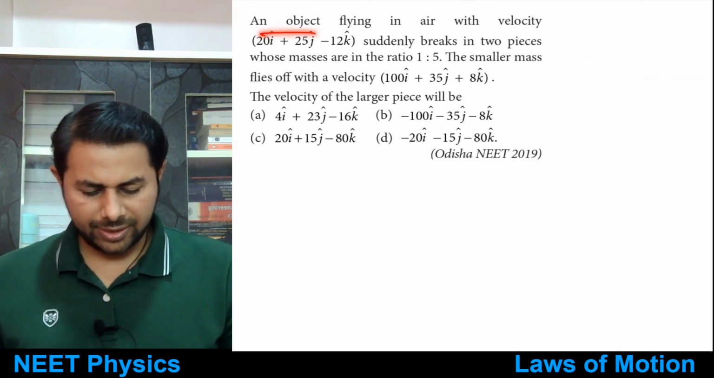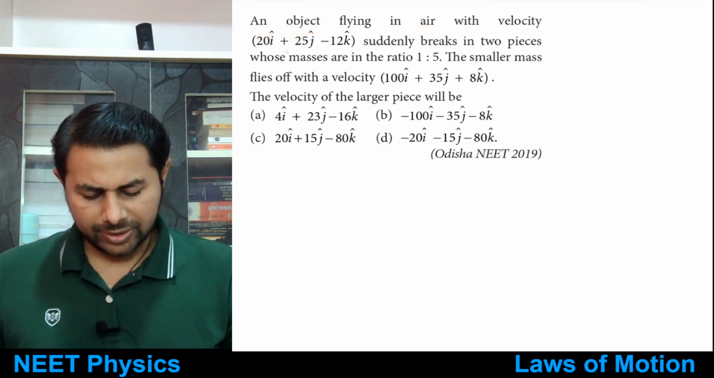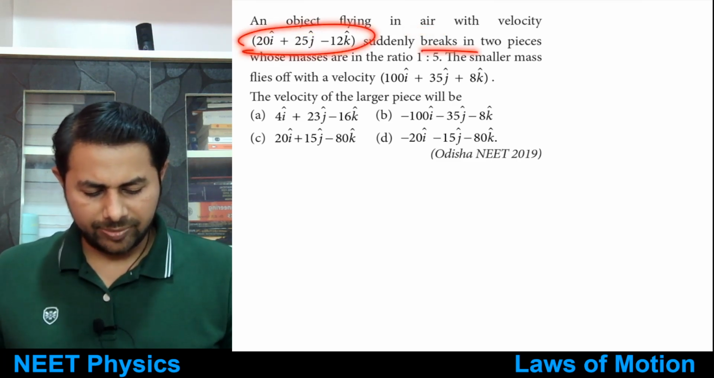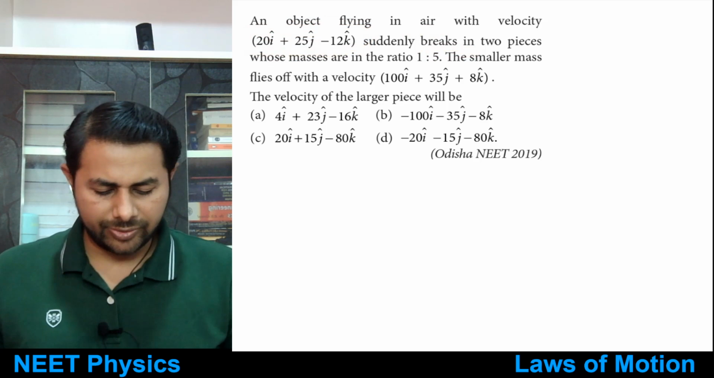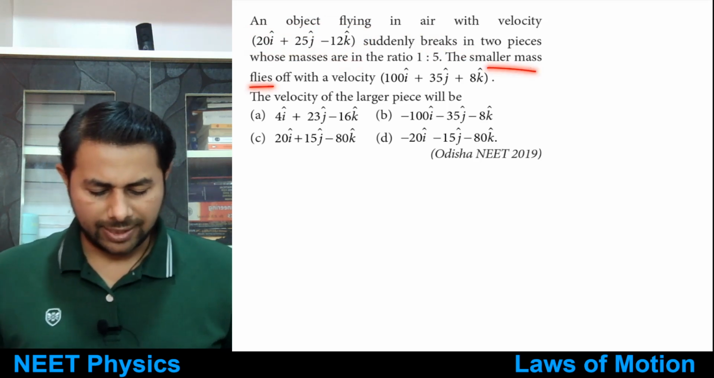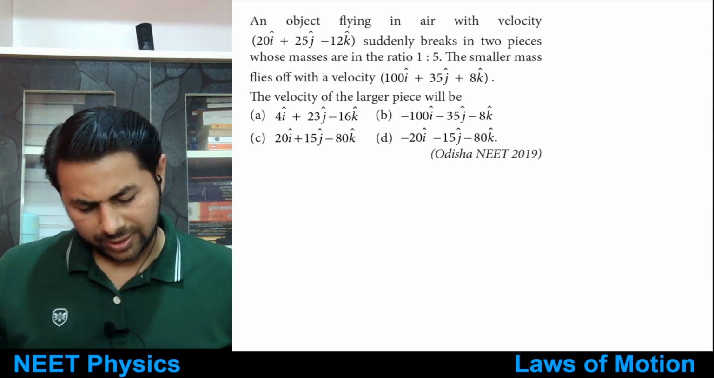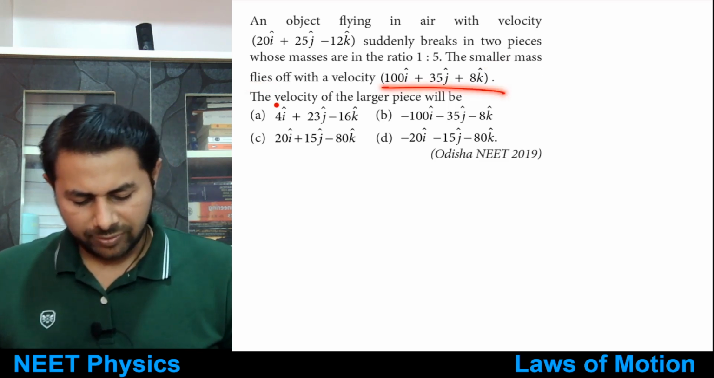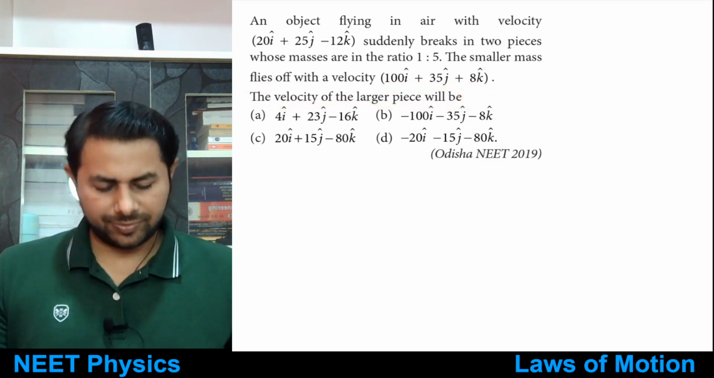An object flying in air with velocity this much suddenly breaks into 2 pieces whose masses are in ratio 1:5. The smaller mass flies off with a velocity of this one. The velocity of the larger piece will be, tell me.